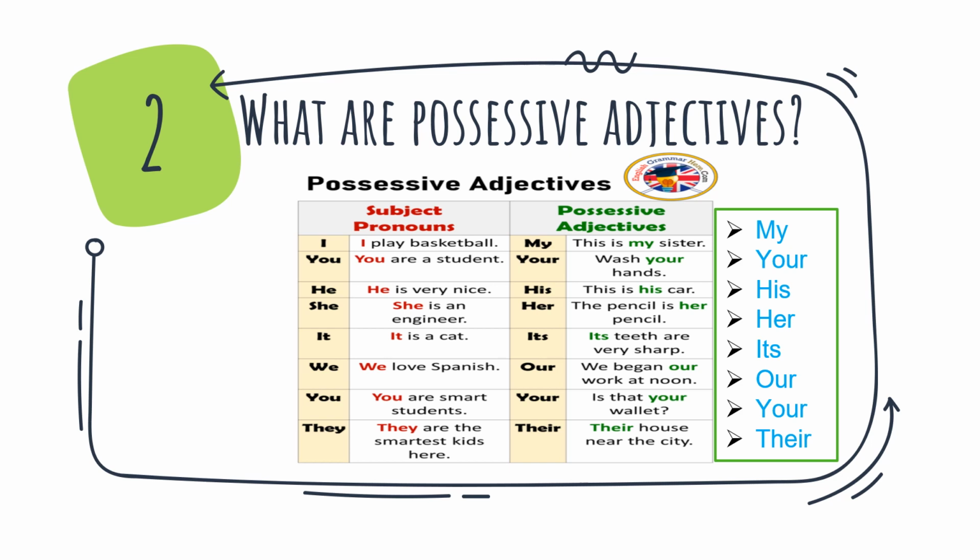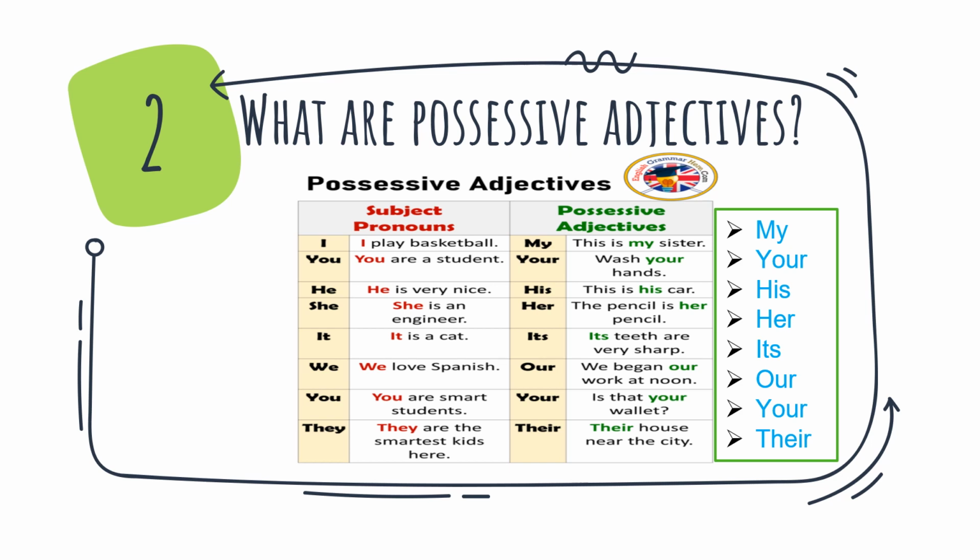Before we learn about possessive adjectives, we should learn about the types of possessive adjectives that you use in sentences. For example: my, your, his, her, its, our, your, their. When we use a possessive adjective, we need to use it with a noun. Noun means kata nama am. That's why noun.